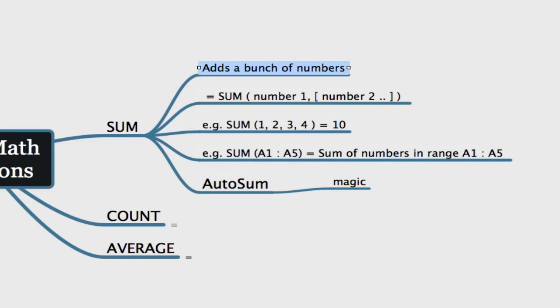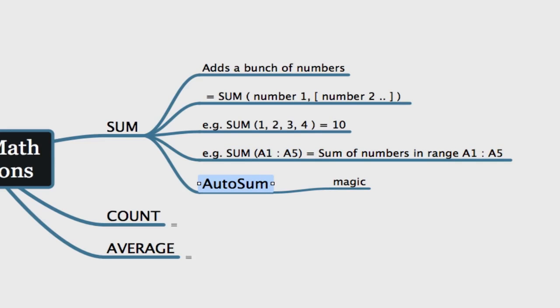Sum adds a bunch of numbers together. To use it, you type out equals sum, open bracket, number 1, comma, number 2, comma, and so on, close bracket. For example, sum, open bracket, 1, comma, 2, comma, 3, comma, 4, close bracket, equals 10. And sum, open bracket, A1, colon, A5, close bracket, equals the sum of numbers in the range A1 to A5.